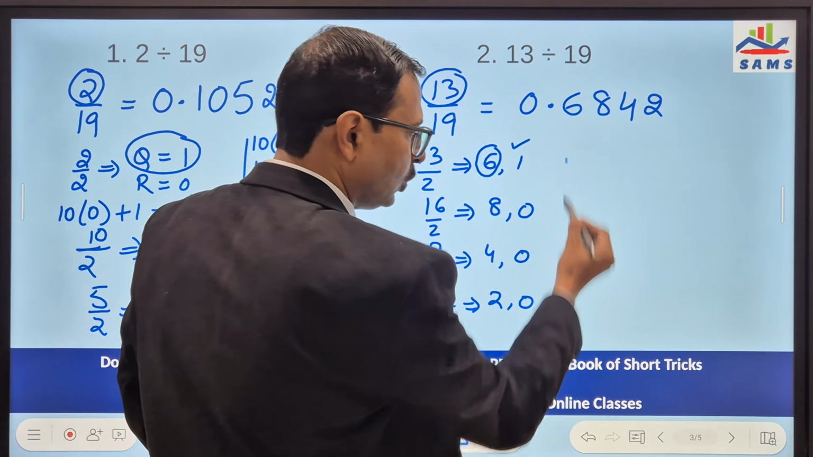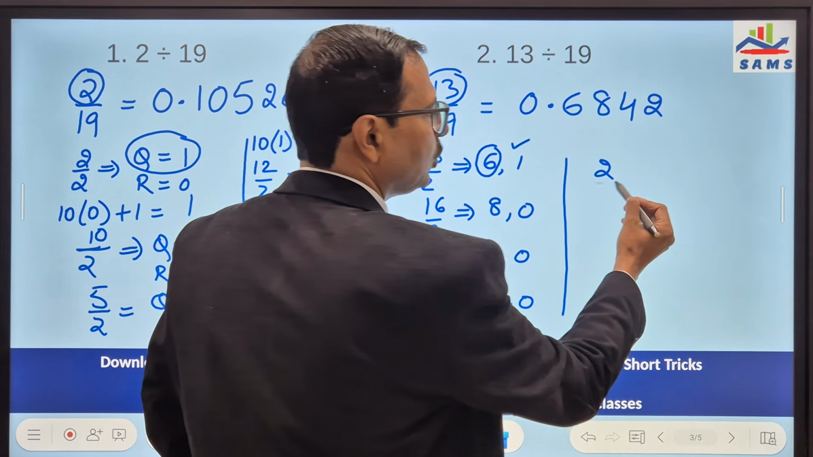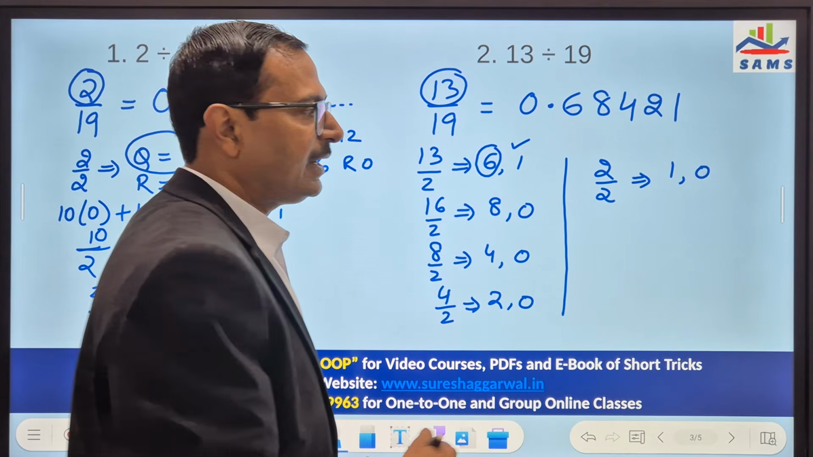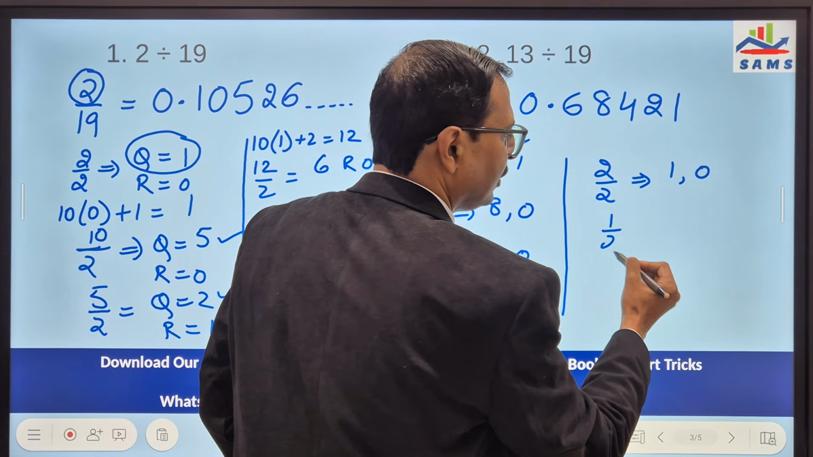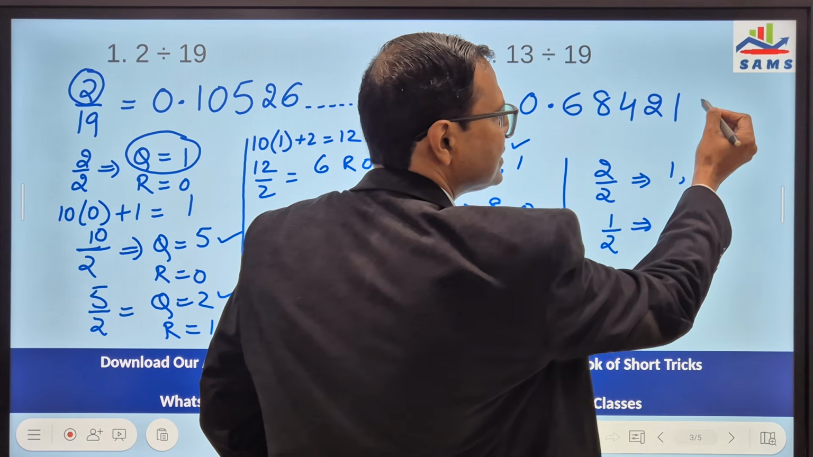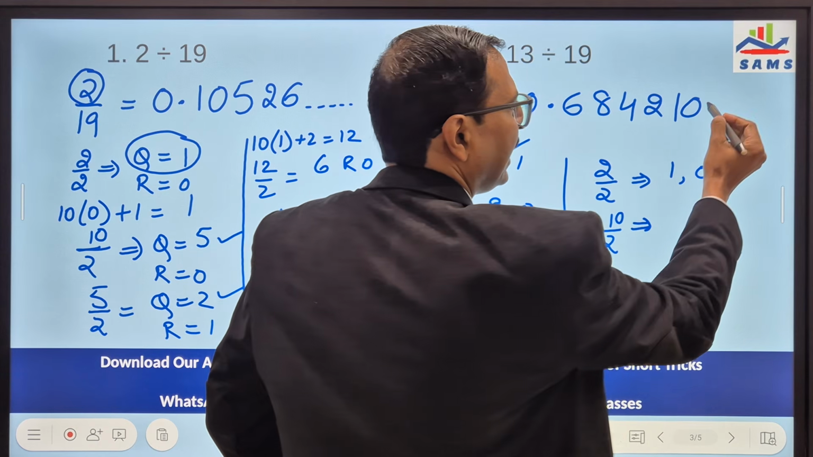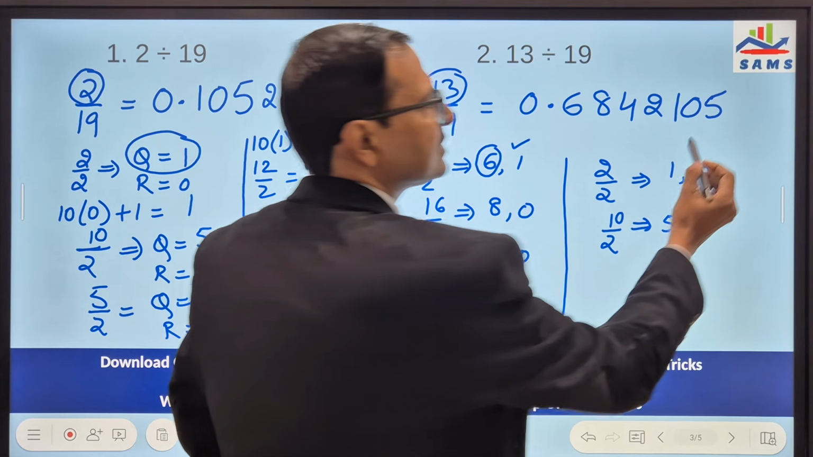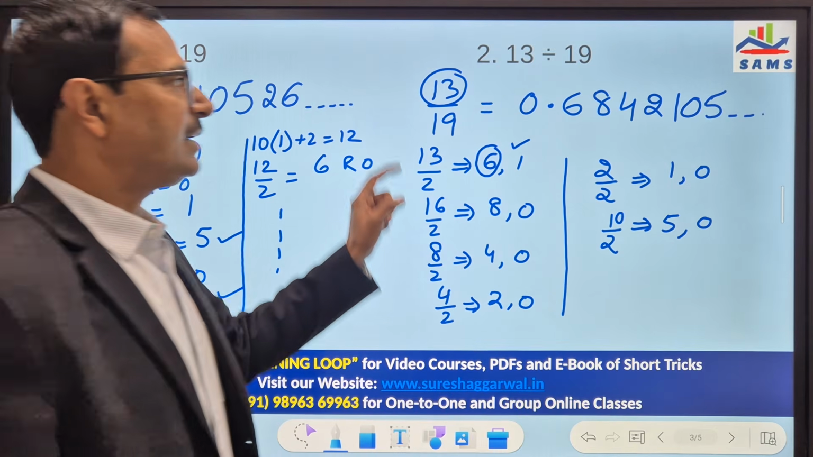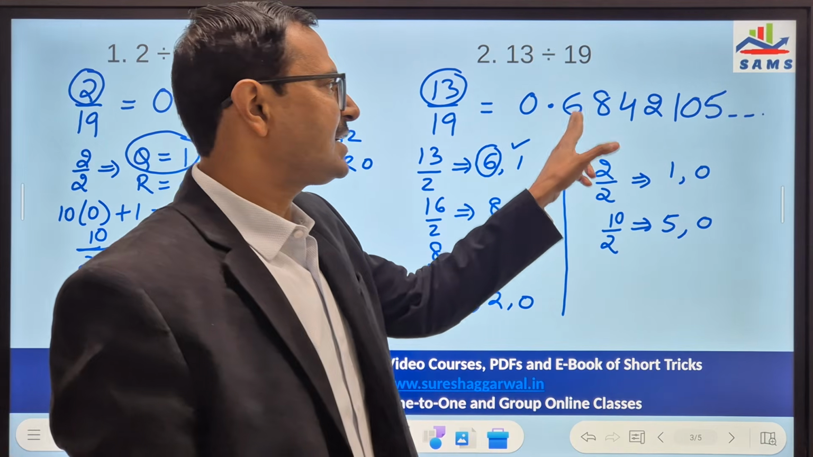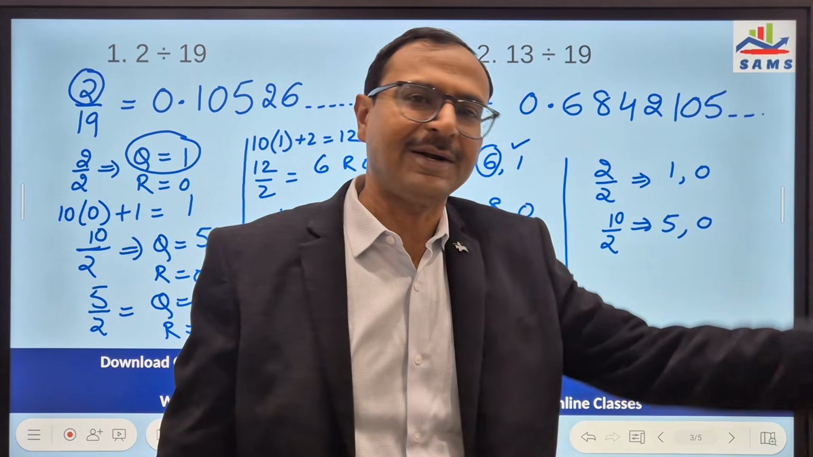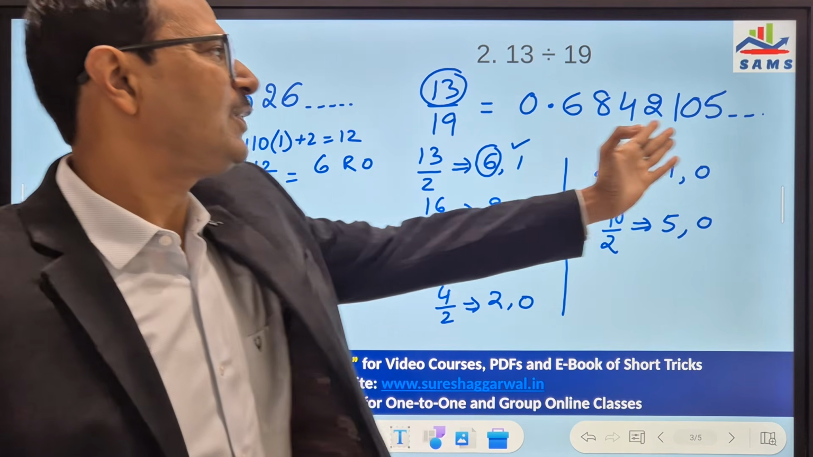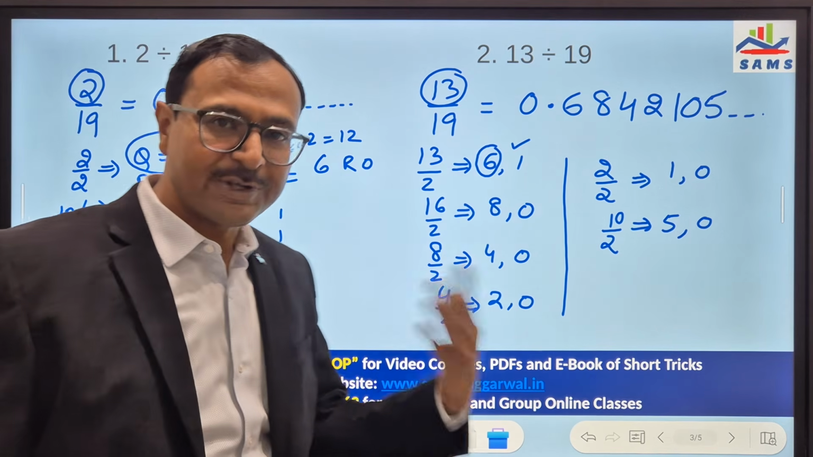2, again 2. So 2 divided by 2 gets me 1 and a 0. So 1 comes here. And finally, when you divide 1 by 2, what will happen is you will have to put a 0, getting you a 0 here, and you will have a 5 as the quotient and a 0, and then you can continue the process, and here you have the answer. 13 divided by 19 is 0.68422105 and continued indefinitely. Isn't that amazing? How many digits you are finding by repeated halving of the quotient?